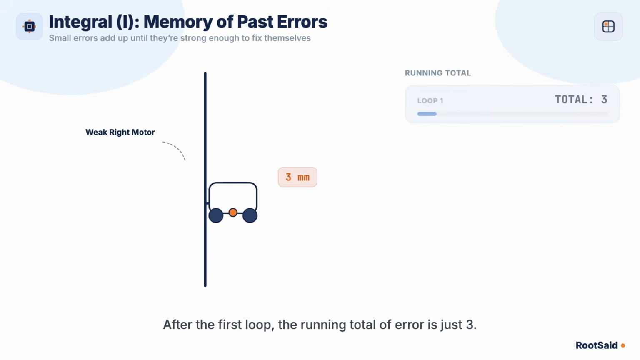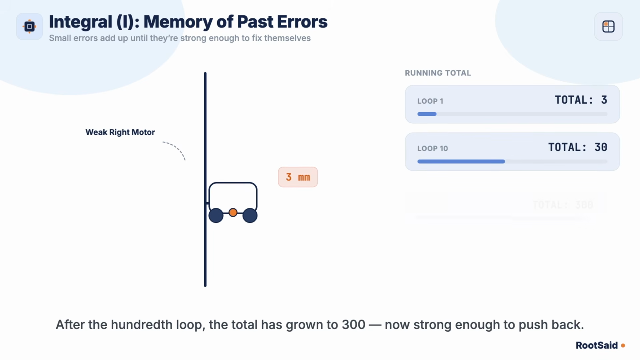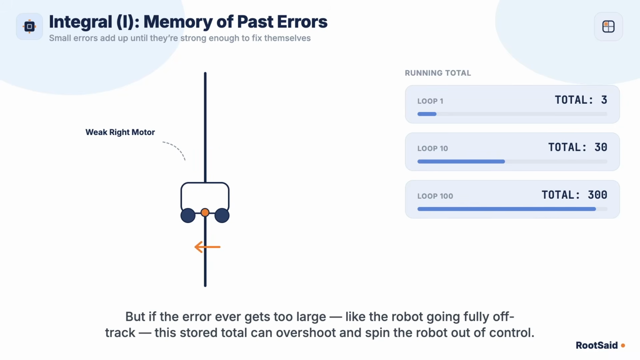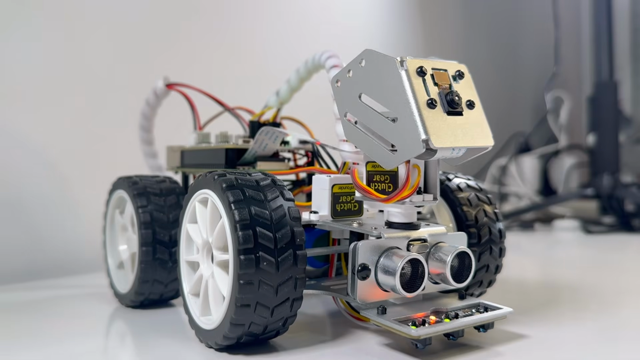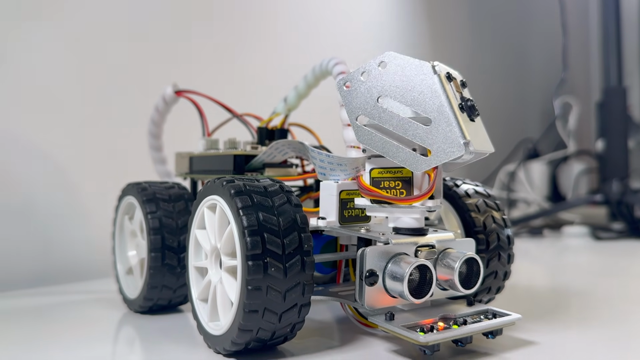Even if the Ki is a very small number, this growing total makes the output bigger and bigger, and the wheel speed difference slowly increases. And finally, it becomes strong enough to beat the weak motor and pull the robot back to the center. And when the robot reaches the center, the error becomes 0. So in a way, we can say that the integral is like a memory of all the errors.